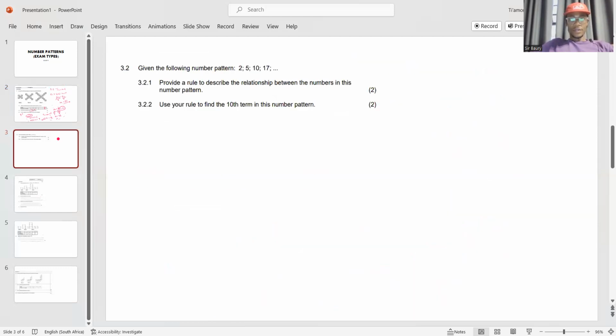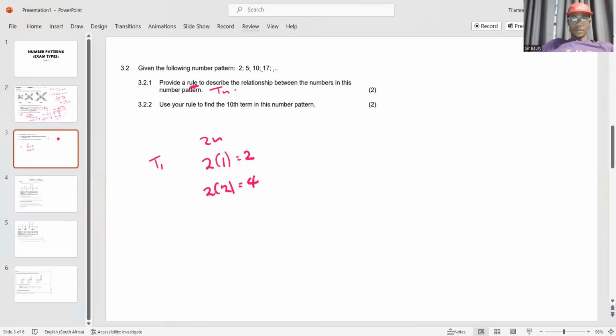Get into the next question. You are given 2, 5, 10, and 17. Provide a rule to describe the relationship between the numbers in the number pattern. Rule, it's Tn. Right, so I'm going to look at what I have here. For term number 1, let us say I multiply term number 1 with 2n. This is going to be 2. So for number 2, it's going to be 4, which doesn't give me 5.